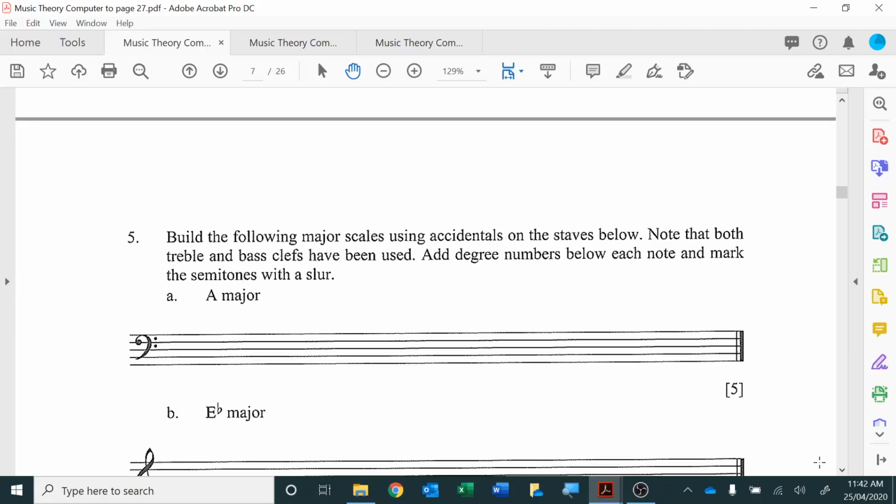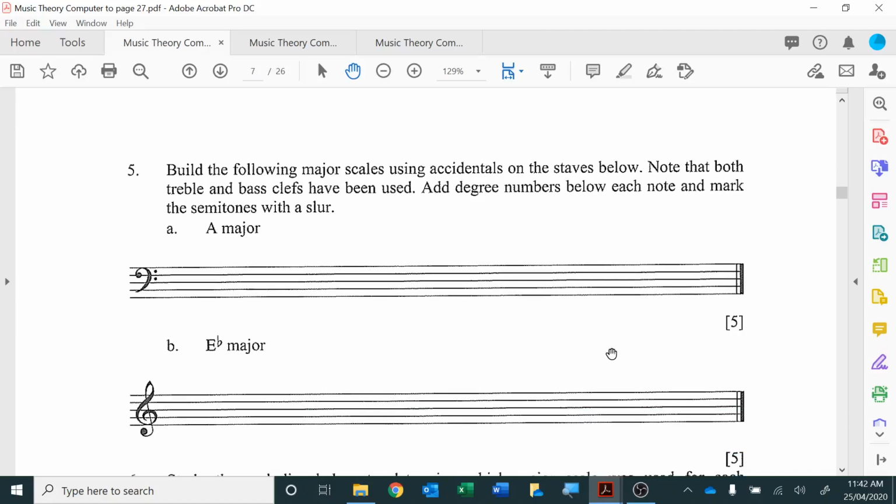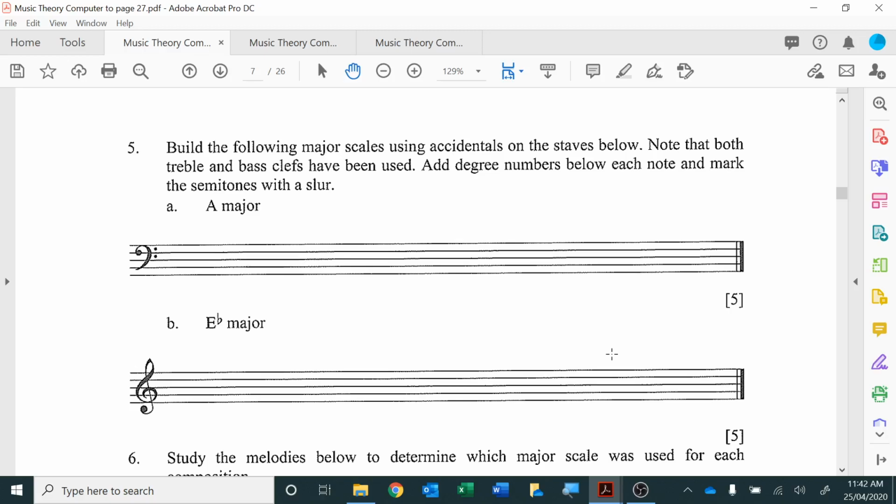Hi, this is page 8 of the Music Theory Computer. Build the following major scales using accidentals on the stave below. Note that both treble and bass clefs have been used. Add degree numbers below each note and mark the semitones.